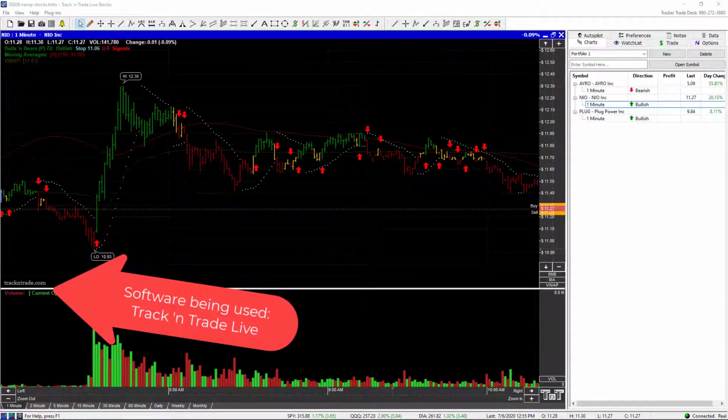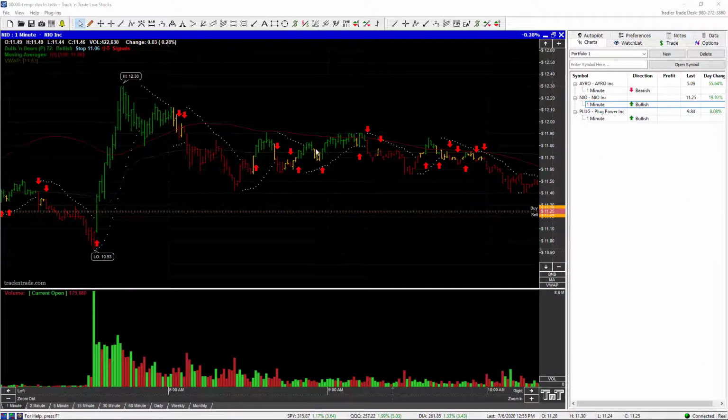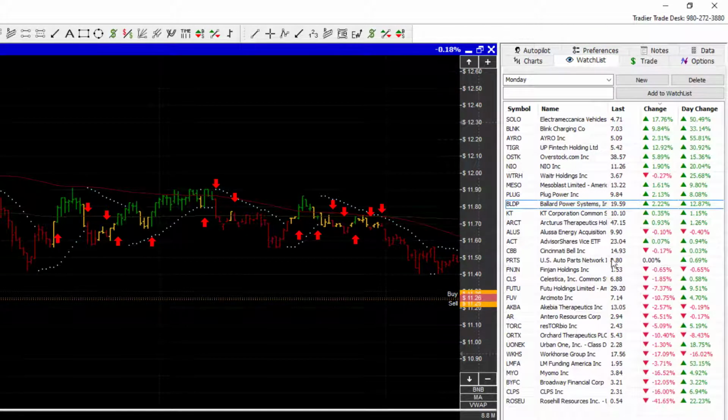So this is just a couple of markets that I picked up this morning, and I want to show you how I found those and then how we traded them. Now, the first thing I want to show you is that there are these three markets in particular, but we have a watch list over here. And on this watch list, I have a whole bunch of stocks.